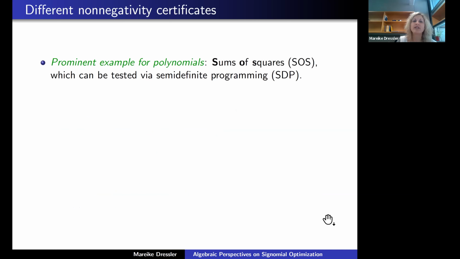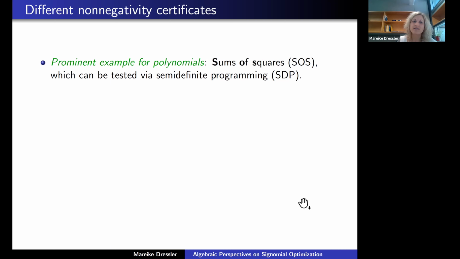A very prominent example of such an inner approximation of this cone for polynomials is sums of squares. If you think about a polynomial and you want to test polynomial non-negativity, I think it's rather clear that if I give you a sum of squares, so a sum of squared polynomials, then this is a so-called certificate of non-negativity. And here, this membership problem can be reduced to semidefinite programming.